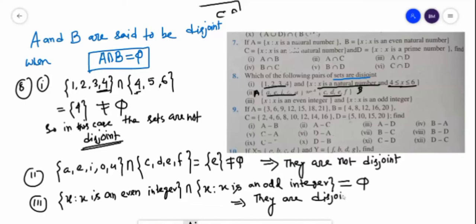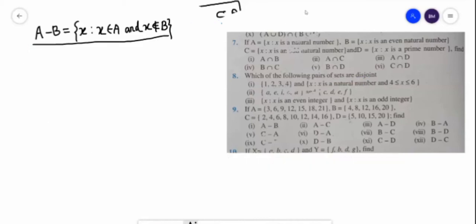We can say that they are disjoint. Now number 9, before finding their difference, A minus B, which implies the difference of sets, let us discuss the definition of the difference of any two sets A and B, written as A minus B. It is the set of all elements which are in A but not in B: x belongs to A, x does not belong to B. This is the definition of difference of sets.